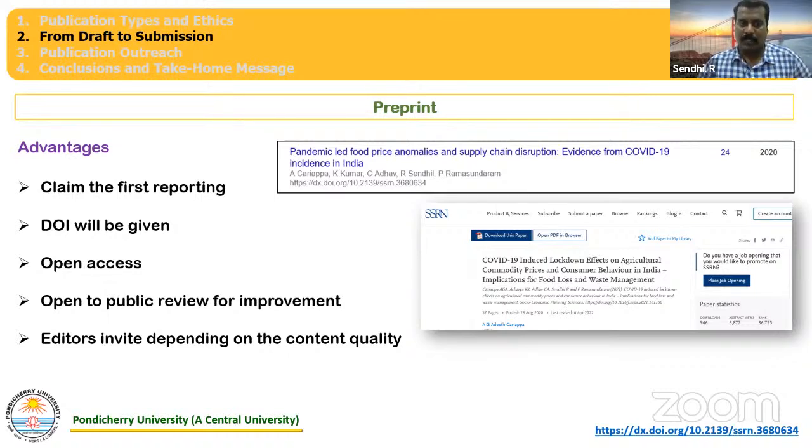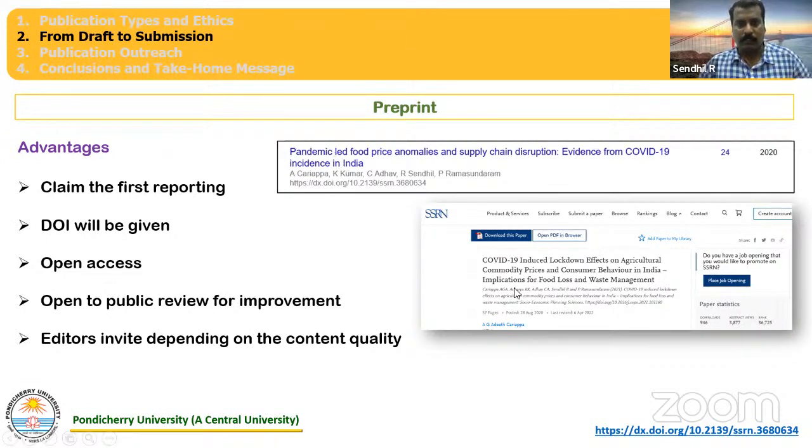When you host on a preprint server, a DOI number will be given, that is, a digital object identifier. It means you have a specific URL connected to the paper. Whoever clicks that URL will be directed to the paper, and the paper will be available open access, which means anyone can read it and give their comments. Sometimes the comments will help you to improve the paper.